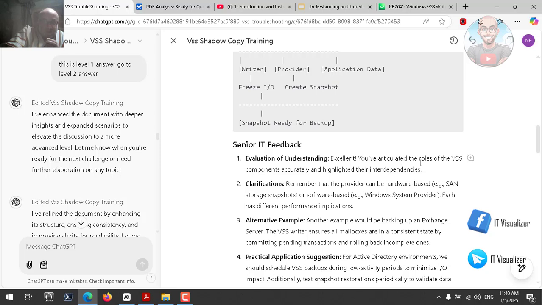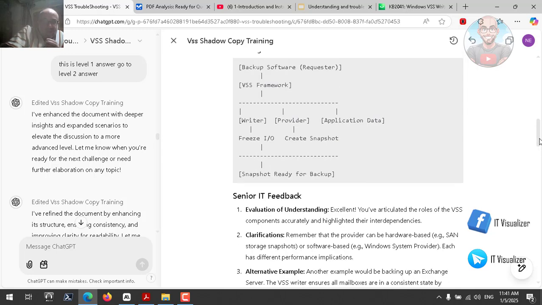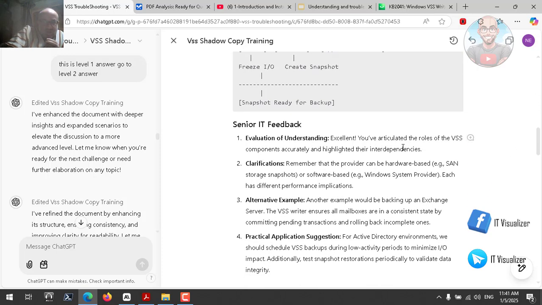Excellent, you have articulated the roles of the VSS components accurately and highlighted their interdependencies. Again, he didn't. This should be VSS, Volume Shadow Copy, and there is an integration, or it is the coordinator between the writer, the provider, and the requester. So again, the answer seems to be not that good from my point of view.